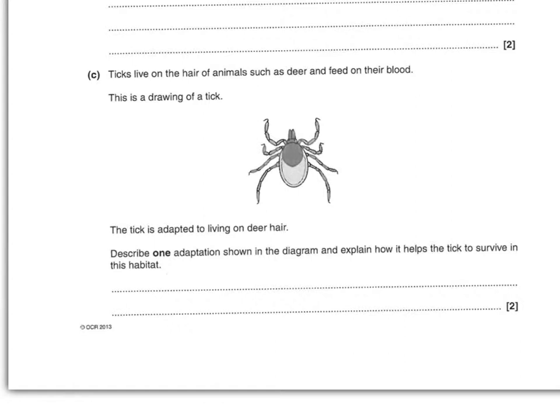So first mark is saying that they have hooks or claws or spikes or grips on their legs, or you could say they have lots of legs, and the second mark is saying that they hold on with those.